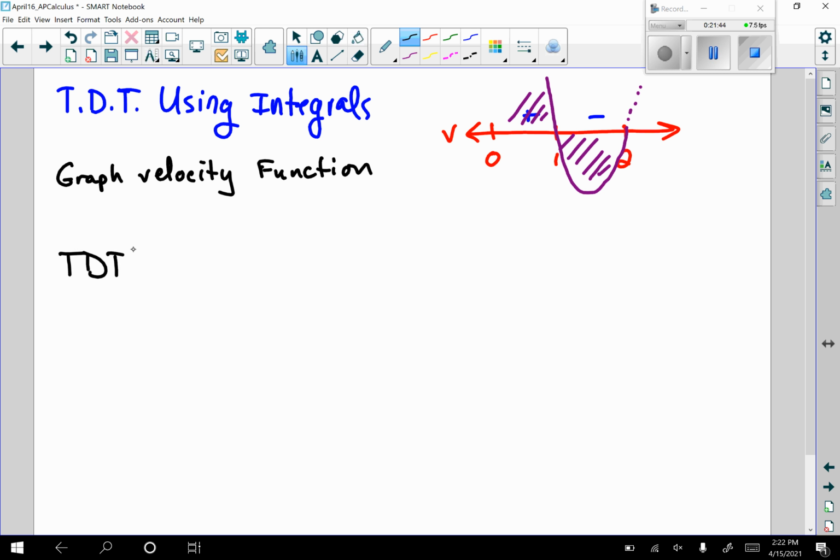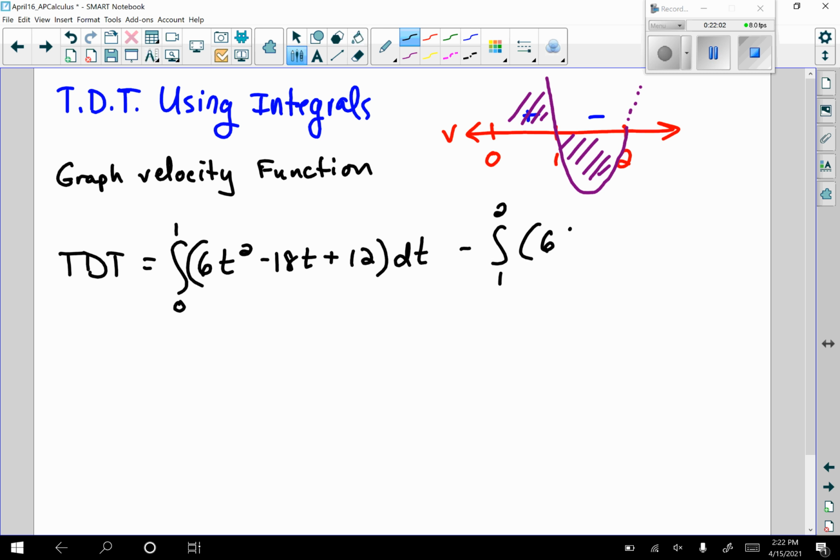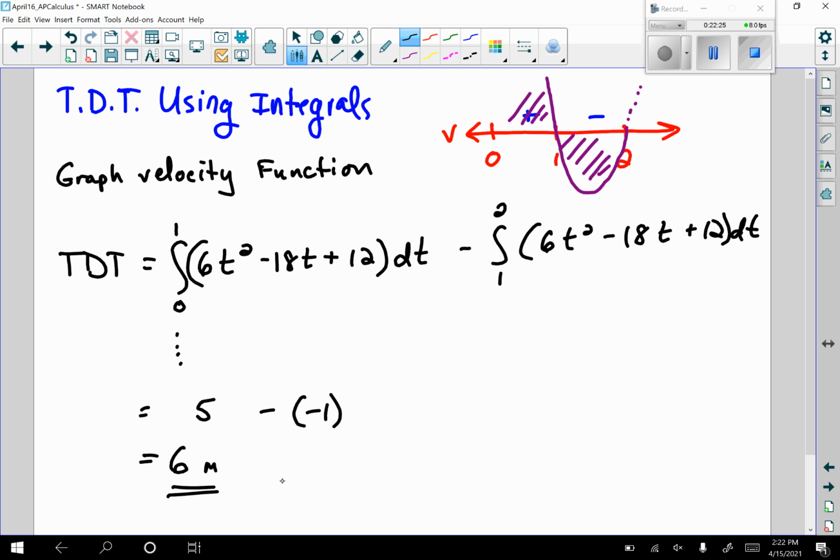Make sure you label everything you're trying to find. So this would be the integral. We have to do 2 separate integrals. We would first go from 0 to 1 of 6t squared minus 18t plus 12 dt. Then we could subtract the other integral from 1 to 2 of 6t squared minus 18t plus 12 dt. Now on any assignment, you would still have to do this by hand. But just to show you, this first part would come out to a 5, minus the second part would come out to a -1, and we end up getting 6 meters total as a total distance.